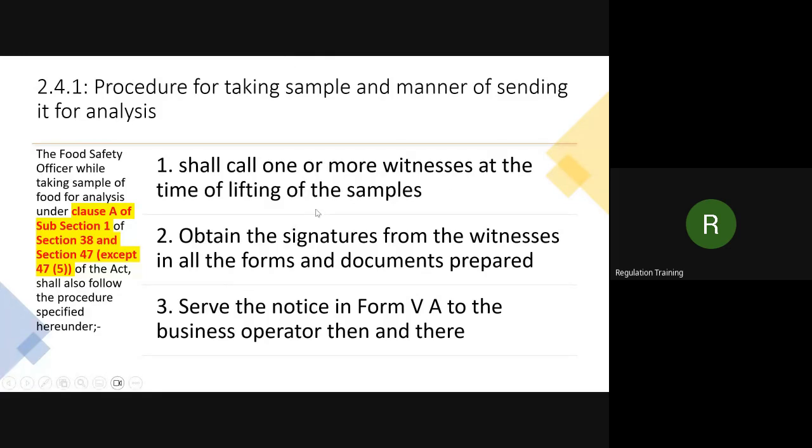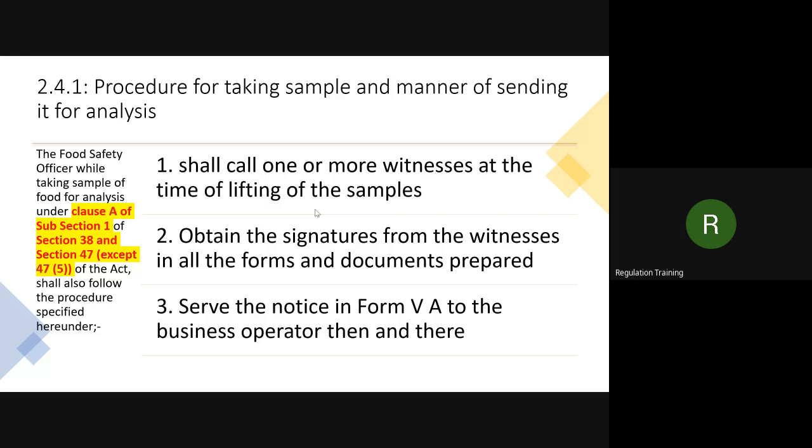What will they do? One witness should be there. What is the purpose of the witness? There are two purposes. Witness means someone is witnessing that the food safety officer has actually collected a sample from the particular manufacturing plant. That is the meaning of witness, Sakshi, right? It is proof that the food sample has been collected from the premises and that there is no manipulation during the sampling. So there should be one or more than one witness.